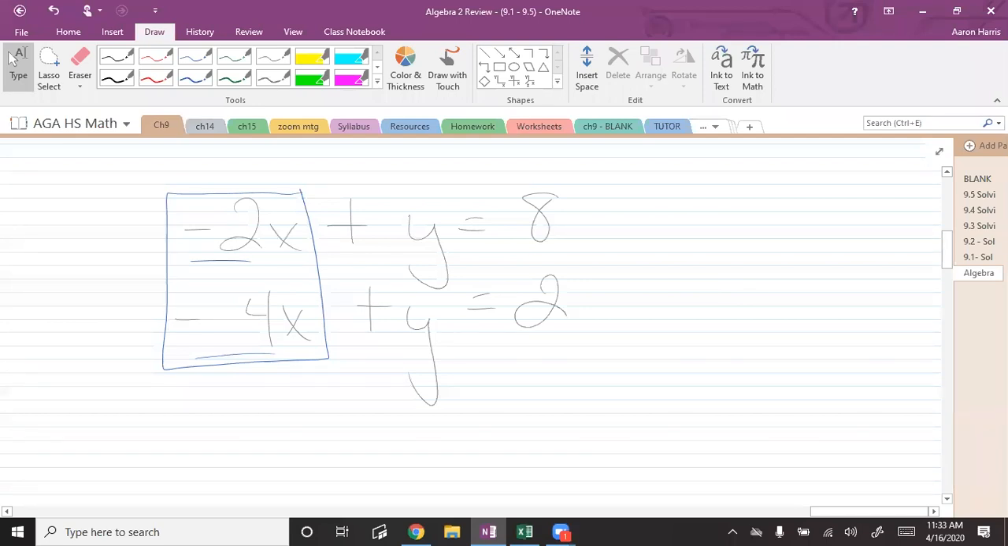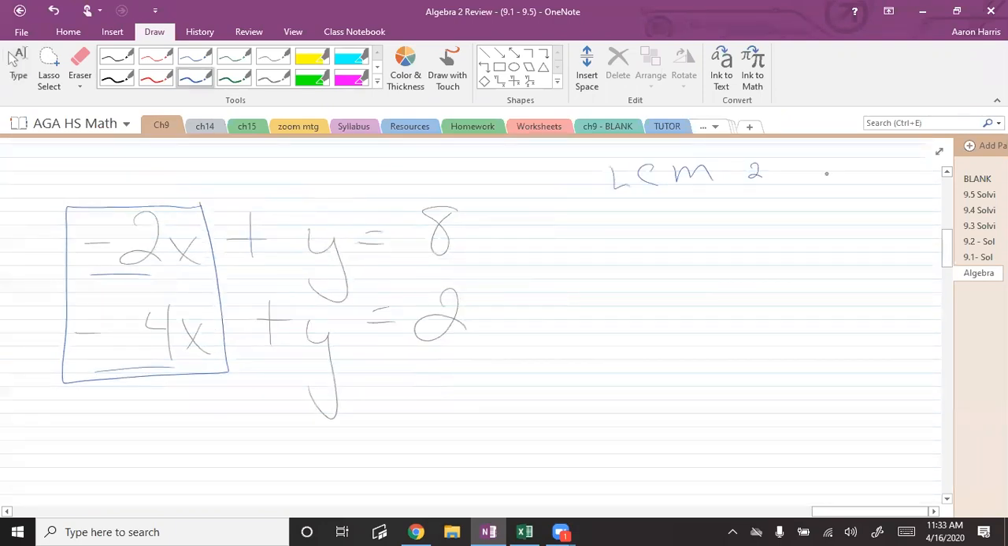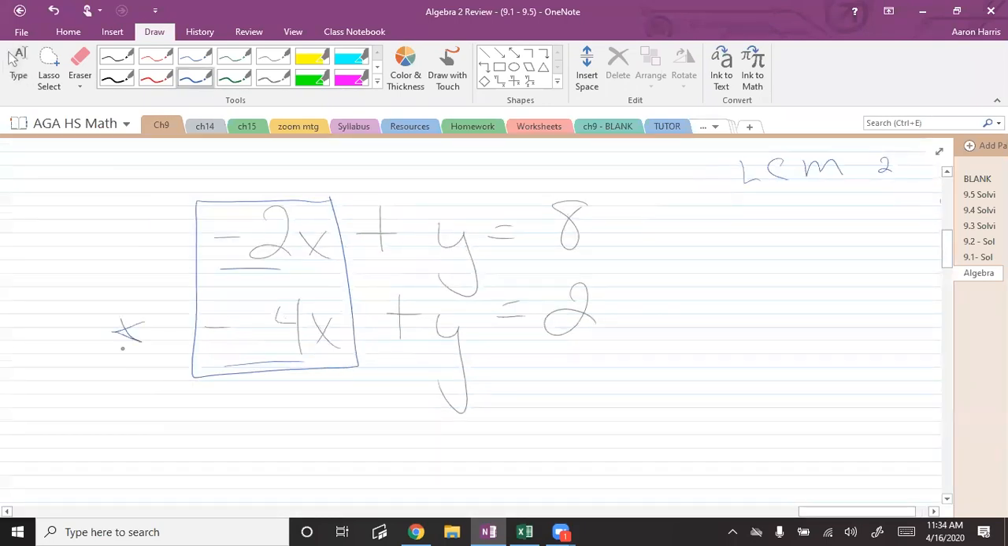I know that the GCF, I mean, the greatest common factor. I want to do the least common multiple, LCM. The least common multiple of 2 and 4. 2 and 4 is going to be what? 4. 2 goes to 4 and 4 goes to 4, correct? So this one is already at 4, but this one is not at 4. What do I have to multiply that by to get it to 4?